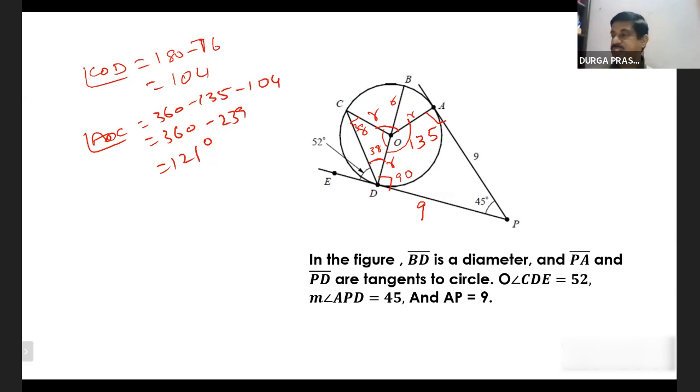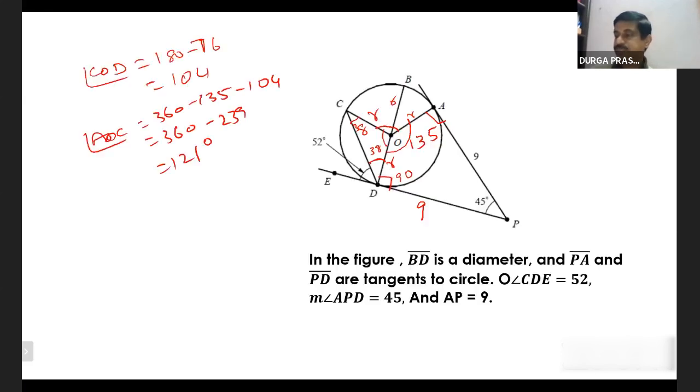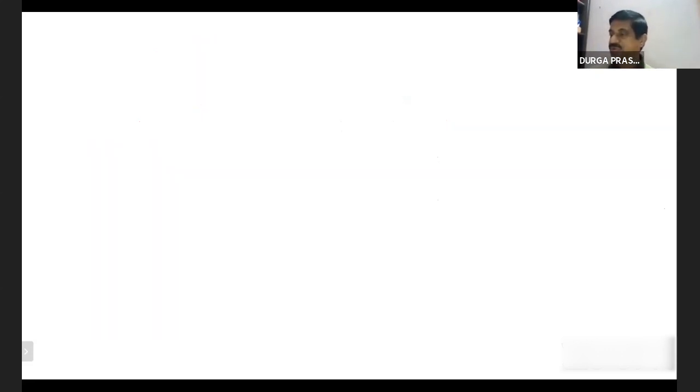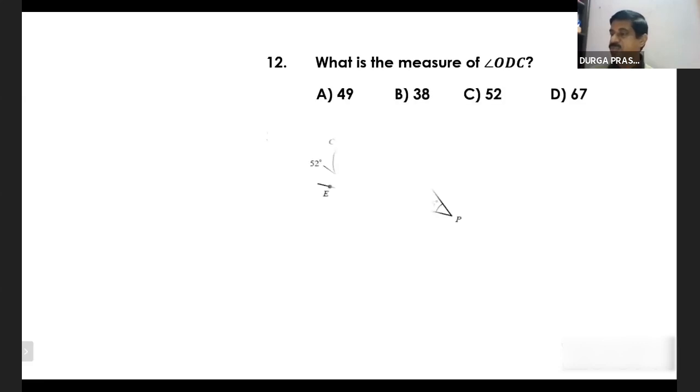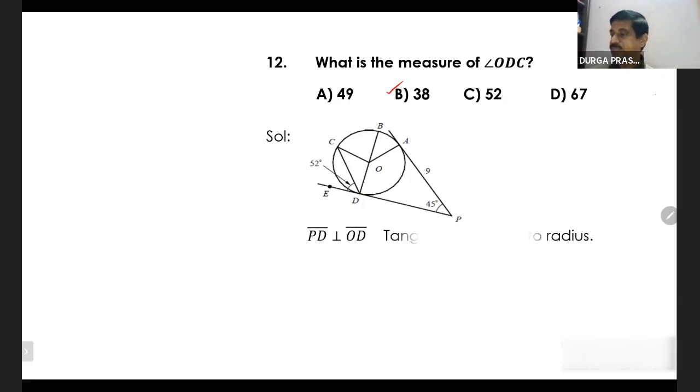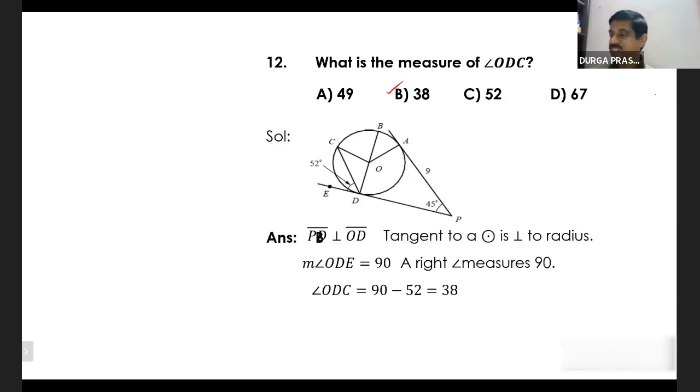So let us see what is there in the next question. Now, what is the measure of angle ODC? What is ODC? ODC, we have already put it, it is 38 degrees. So now look at this option, where we have 38 degrees. So option B, we have that as 38 degrees. So this we have already done. Please note it fast.